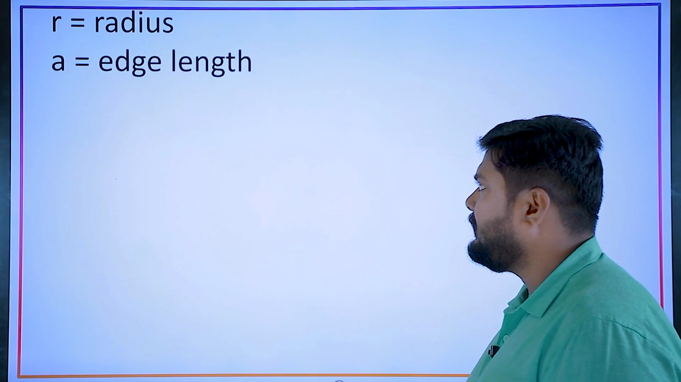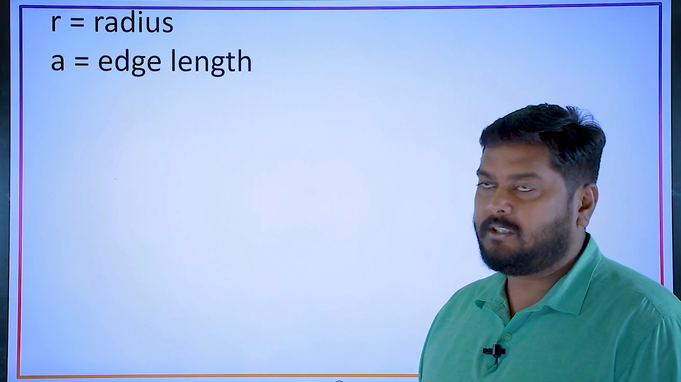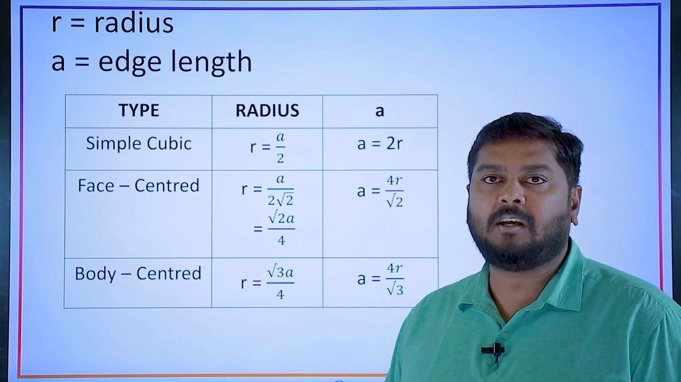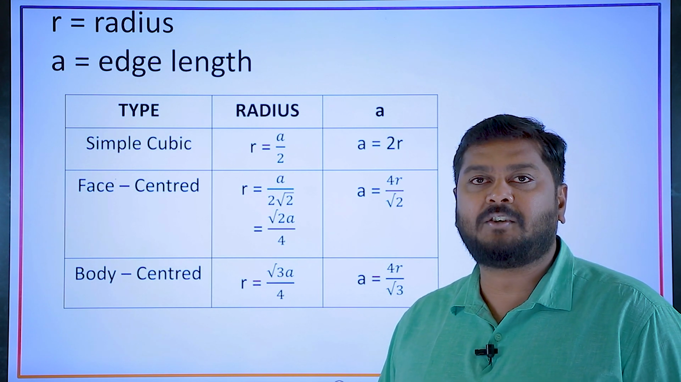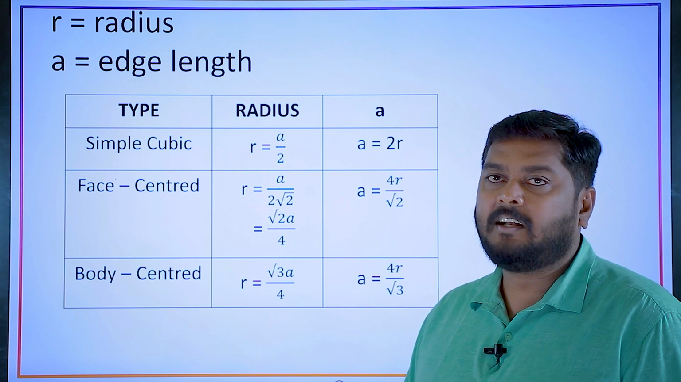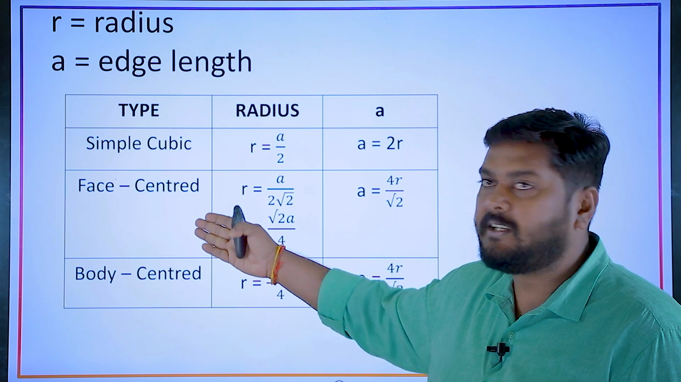So coming to the concept, r is your radius and a is your edge length. Based on this radius and edge length, we calculate for the crystals: simple cubic, body centered cube, face centered cube, edge centered, likewise you will have crystals. Out of which we are going to take simple cubic, face centered cube, body centered cube.